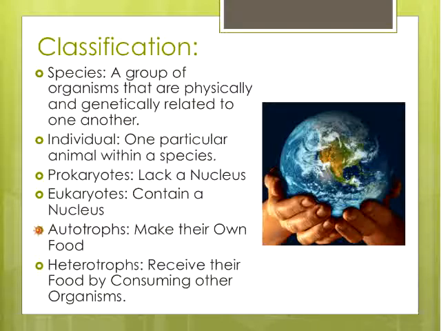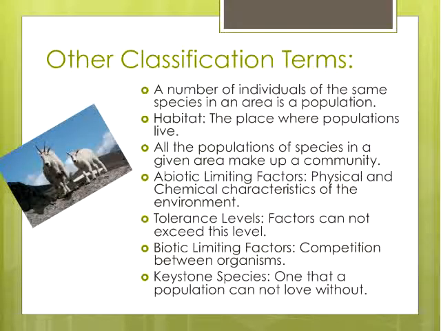Then we talk about autotrophs, which make their own food, and heterotrophs, which receive their food by consuming other organisms. Also note that prokaryotes are organisms such as bacteria. Eukaryotes are animals such as humans. Autotrophs would be organisms such as plants and fungi. Heterotrophs would be animals such as mammals, birds, fish, any type of animal that consumes other animals to receive energy.